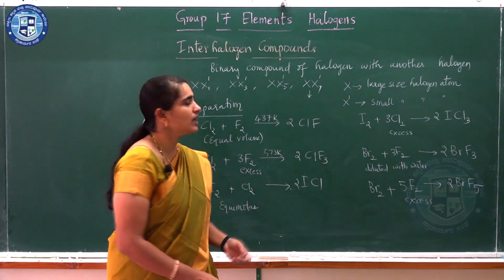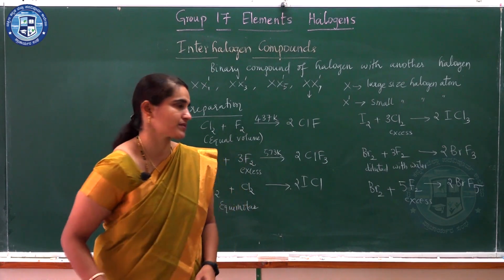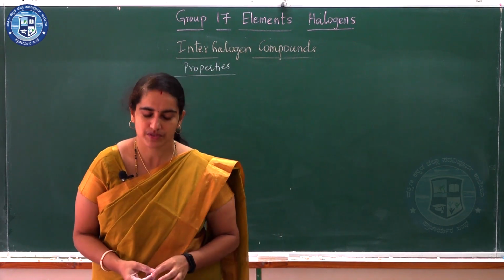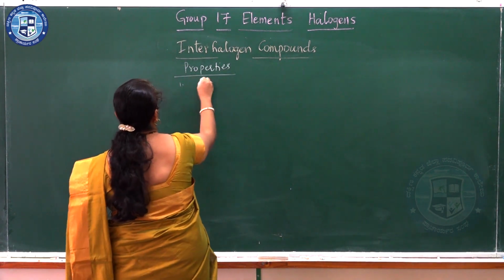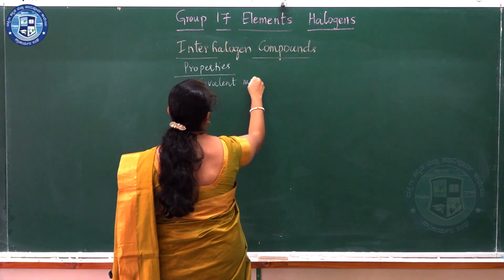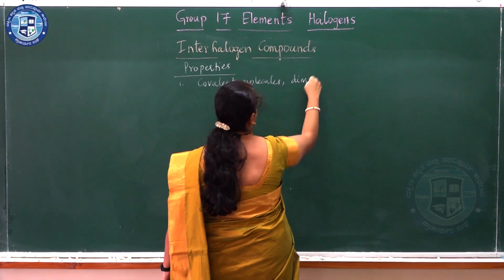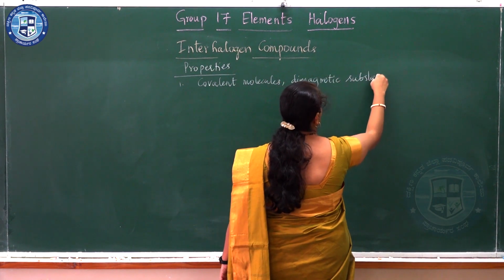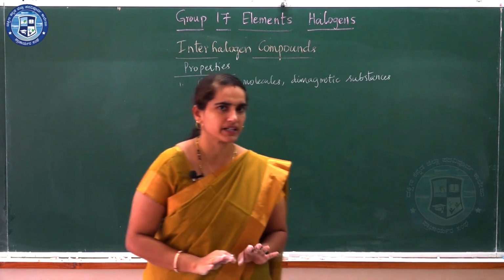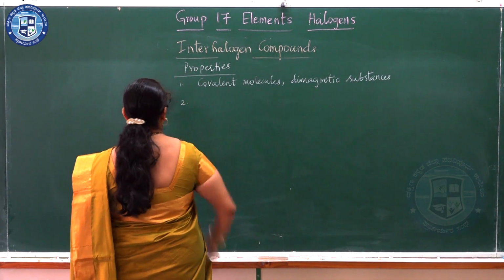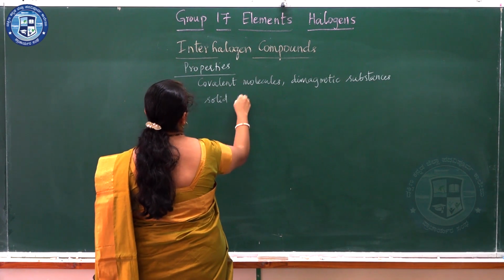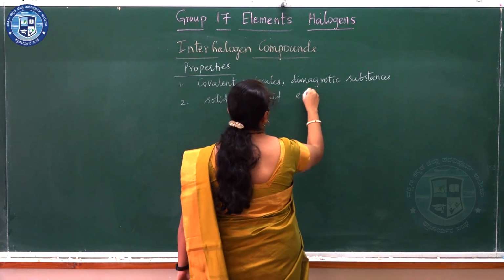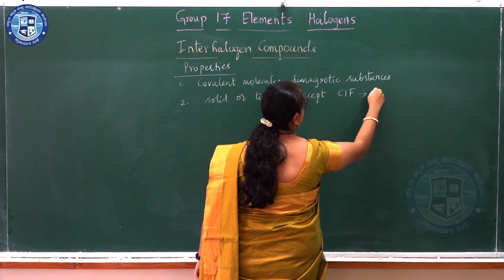Okay. Next we shall see some of the properties of these interhalogen compounds. Now if you compare the properties of interhalogen compounds with halogens, we have certain points to say over here. In this case, all these molecules are covalent in nature and are diamagnetic substances. The molecules are covalent, they are diamagnetic, that is they are not attracted by the magnet. And next, almost all of them are generally solid or liquid, that is they exist either as solid or liquid except ClF. So this is a gas.